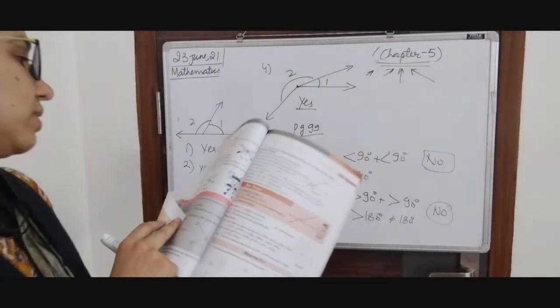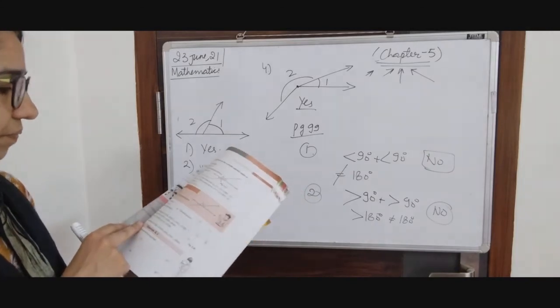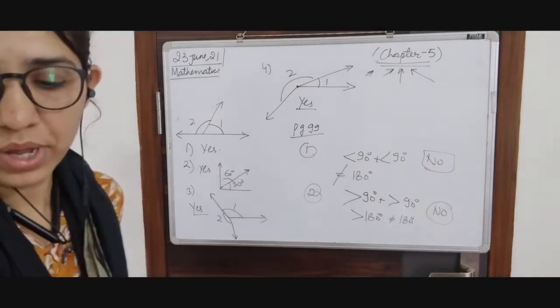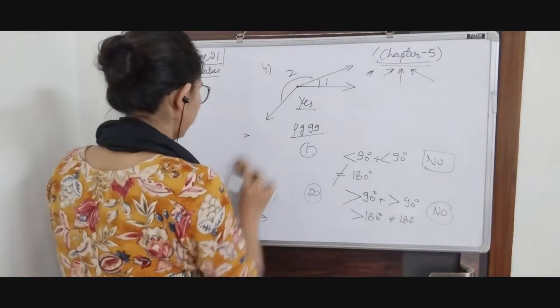Next is vertically opposite angles. Okay, we can skip that, and now we are moving on to exercise 5.1. We are going to start with exercise 5.1.